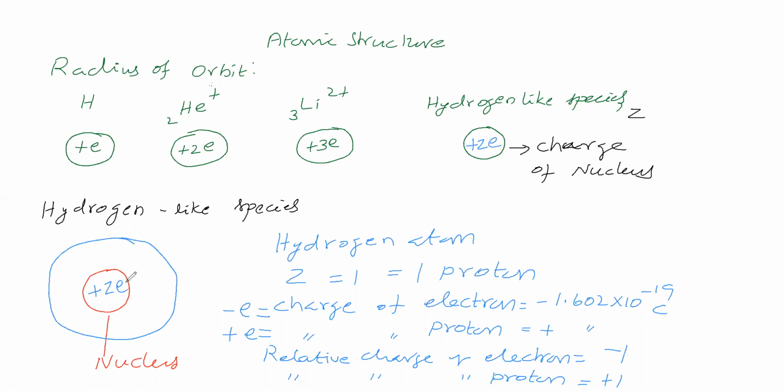Next we have to see about the electron. Now we will take the hydrogen atom. The hydrogen atom has one electron. That electron is revolving around the nucleus. The charge of that electron is minus e. We have taken the charge of the electron as minus e.